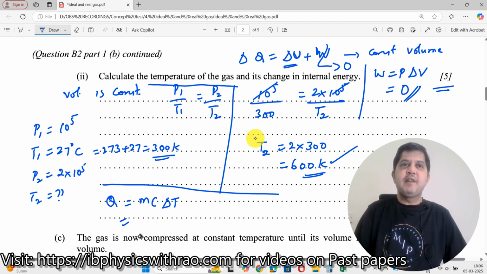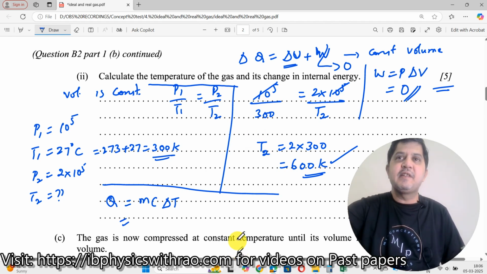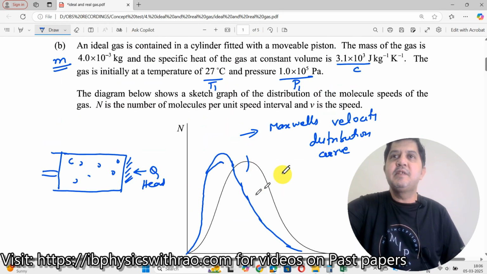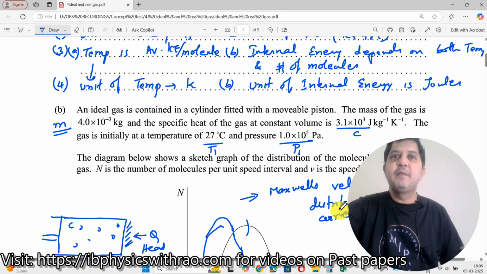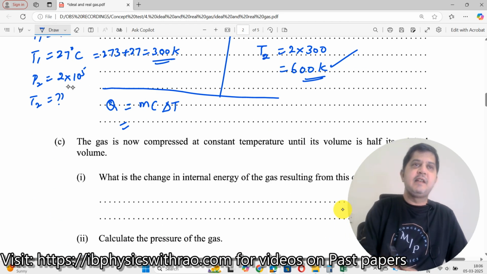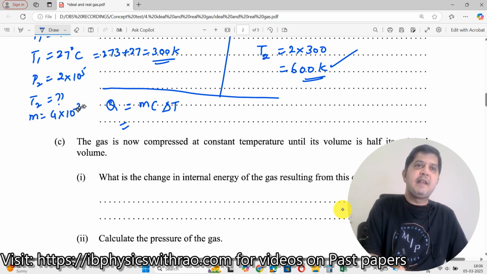So now M, what is M? M is already known, it was given somewhere over here. Let us look back at the value of M. I'll write this out. M is equal to 4 into 10 power minus 3 kgs.